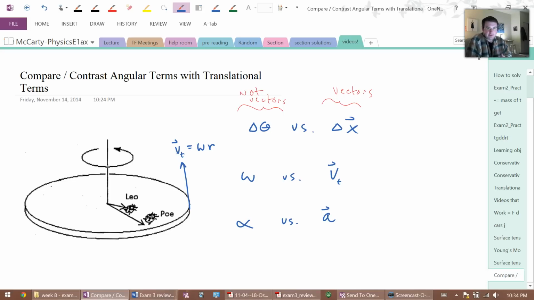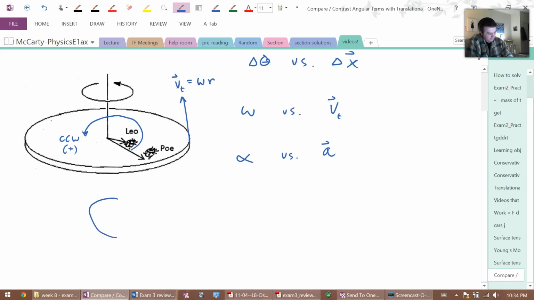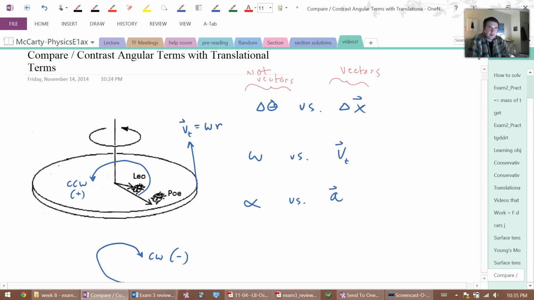Now, one of the most interesting things about these angular terms is that we do tend to assign signs to them. For example, this turntable is moving like this. So it's actually moving in a counterclockwise direction, which we represent as positive, right? And we also know that if it had moved in a clockwise direction, we would assign this a value of negative. So we do not make these vectors, but we can assign signs to them. So don't let that throw you off. Just because we assign a sign to it doesn't mean that it is a vector.